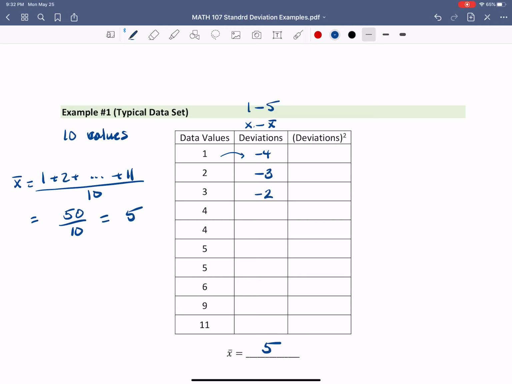3 minus 5 is negative 2. 4 minus 5 is negative 1. There's 2 of them. 5 minus 5 is 0. There's 2 of them. 6 minus 5 is 1. 9 minus 5 is 4. And 11 minus 5 is 6.